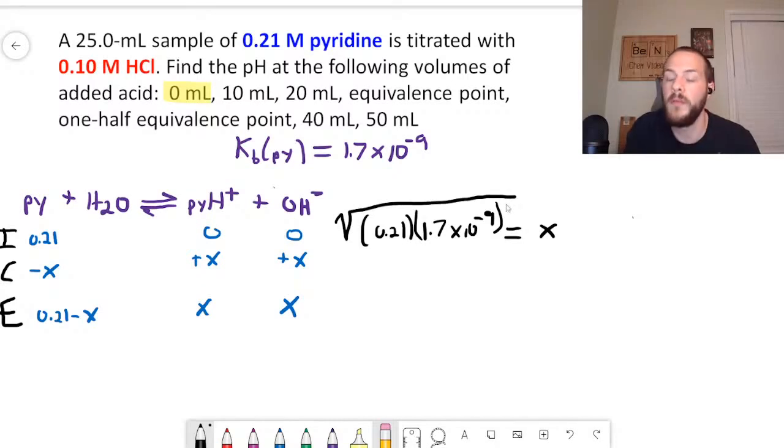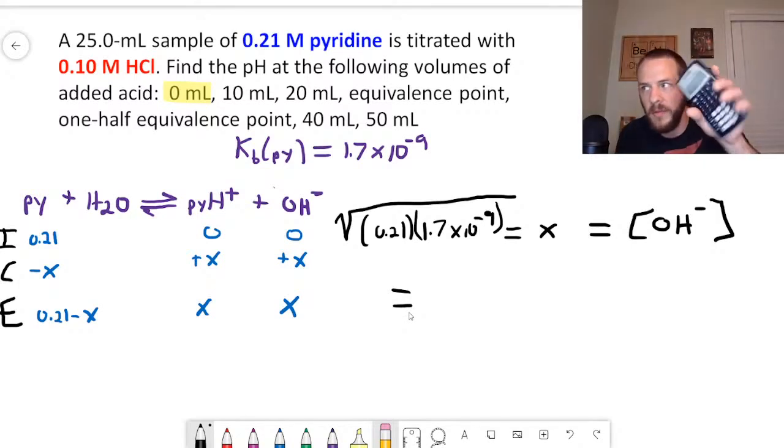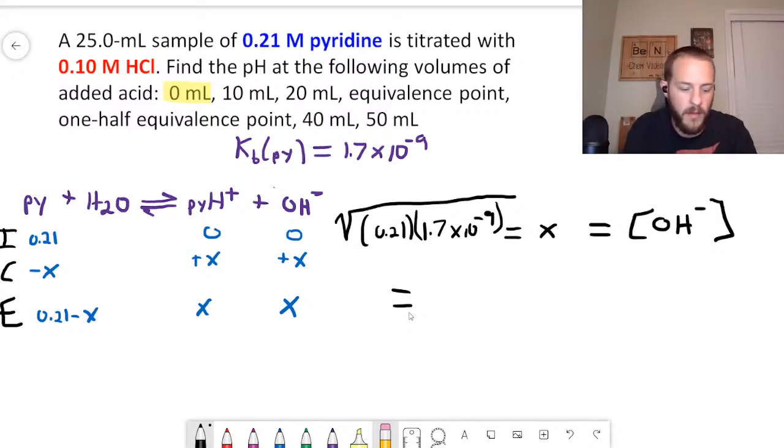So we have the square root of the product of 0.21 and 1.7 times 10 to the minus 9. And remember, x in this context is equivalent to the equilibrium concentration of hydroxide ion, OH minus, and that's going to help us move forward to get pH. Okay, so what is this calculation? It's a pretty long-winded calculation. The calculator that I'm using, you can actually put that whole thing on one line.